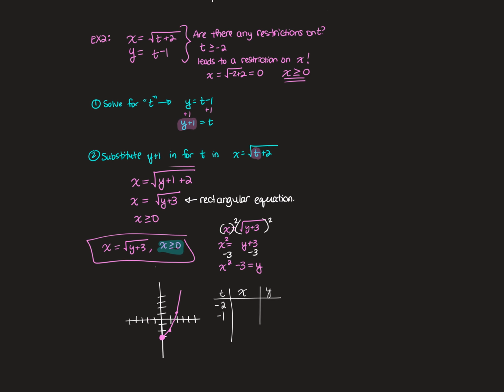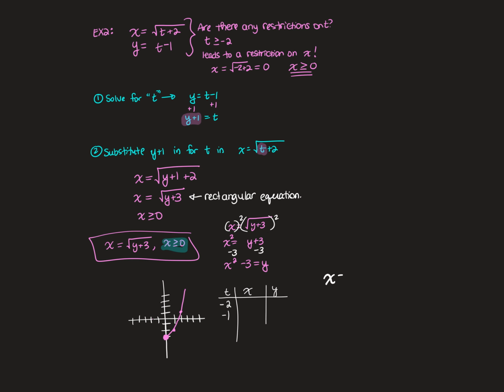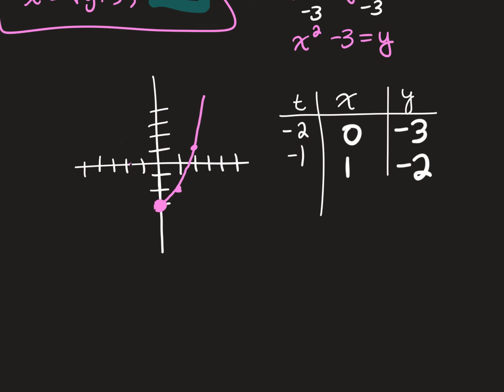When I plug those into my two equations, which are x equals the square root of t plus 2 and y equals t minus 1, for x, I'll get 0 when I plug in negative 2, and 1 when I plug in negative 1. And then for y, I will get negative 3 and negative 2. So what that tells me is that I go from 0, negative 3, when t is negative 2, to the point 1, negative 2, when t is negative 1. So my graph is moving in this direction.